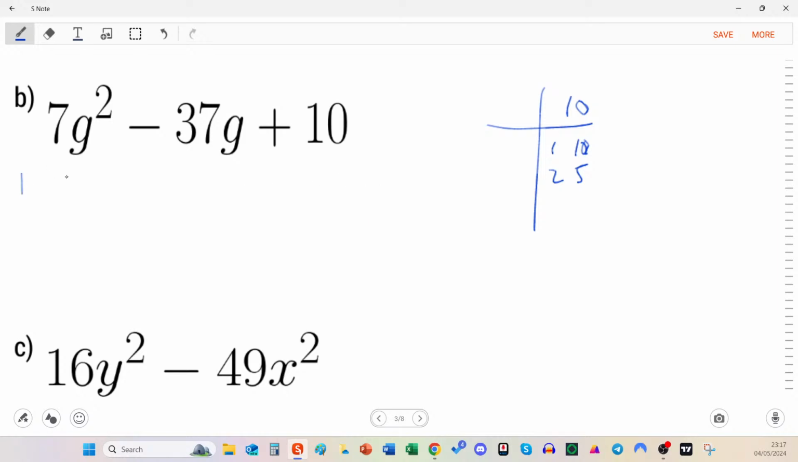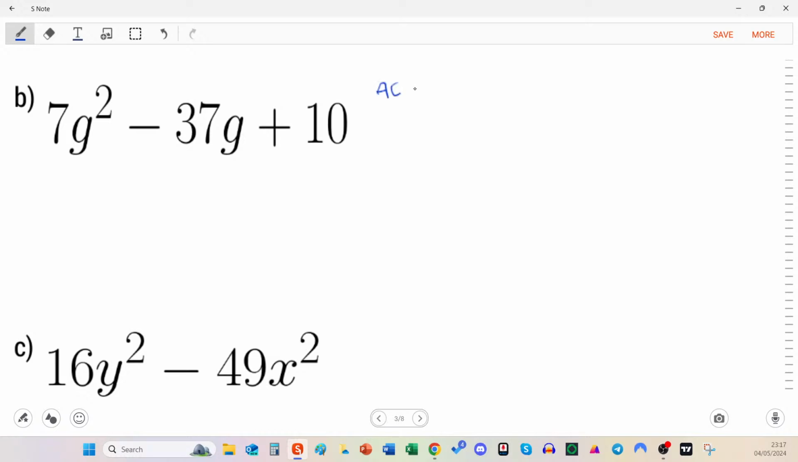So there are combinations. It could be 7 in one bracket and 1 in the other, or 7 in the other and 1 in the first. But thankfully there's only 2 because 7 is prime. So this one is clearly a little bit more complicated. And how do you recognize it? It's because this number is not 1. And how do we do that?